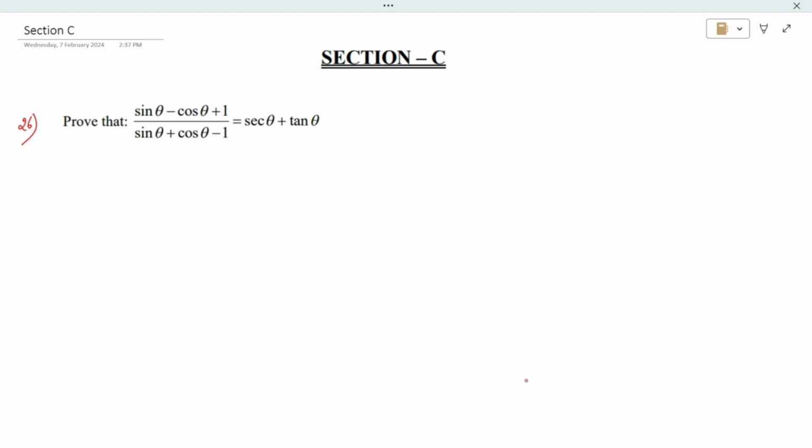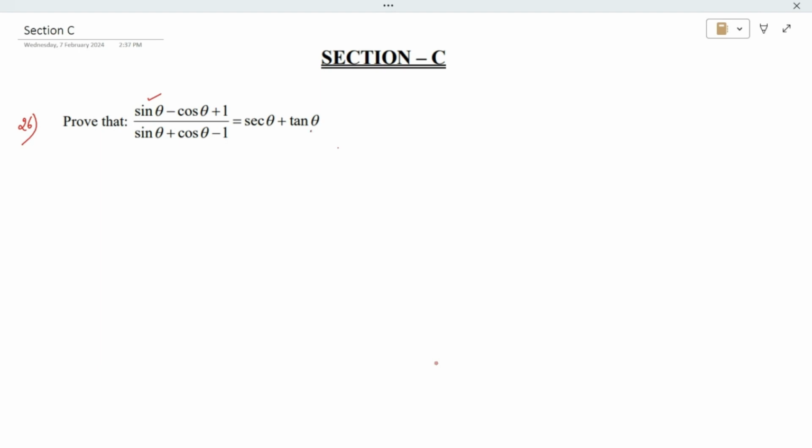Let's begin. Question number 26. I have to prove (sin theta minus cos theta plus 1) by (sin theta plus cos theta minus 1) equal to secant theta plus tan theta. You can compare sin theta. So how can I convert sin theta to either secant theta or tan theta? Is it possible? Yes, I can divide by cos, right?